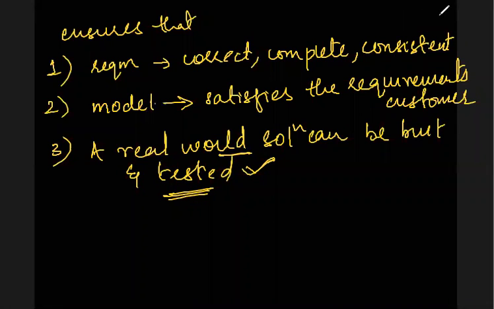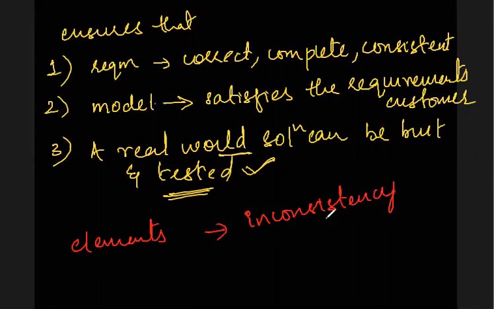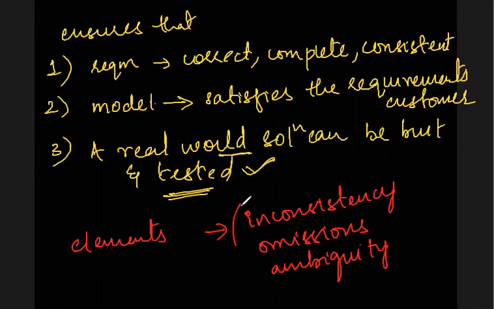Each and every element within the software that you're designing, each and every element of the requirement model that you've created, you're going to examine for inconsistency, that is, whether it is not complete; for omissions, whether any information was removed; and for ambiguity, whether it means more than one thing. You're going to identify this. That is, you're going to examine the model for these three things.